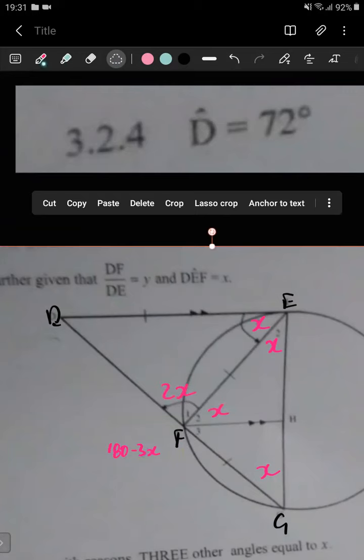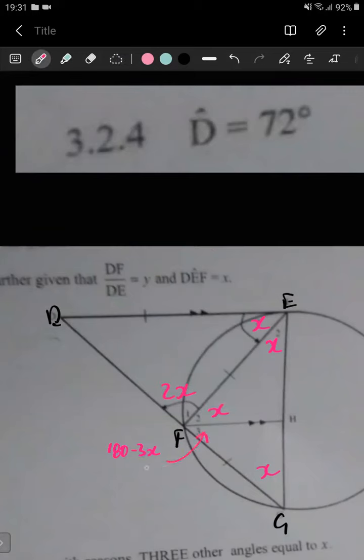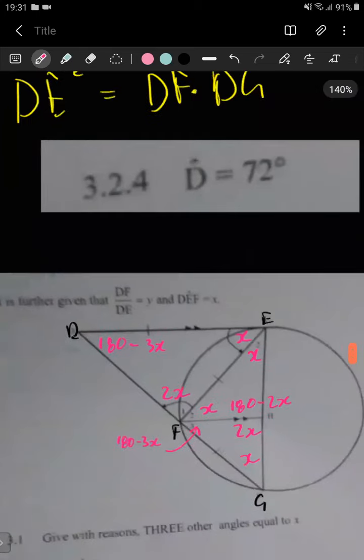So let me just try and put arrows. So this angle is equal to that whole thing there. So this is equal to 2X. And then up here, this is going to be 180 degrees minus 3X, because these are also corresponding angles. So we've written everything here in terms of X. So if this is X and X, this one here is going to be 180 minus 2X. So we've written everything in terms of X. We've done the best we can.